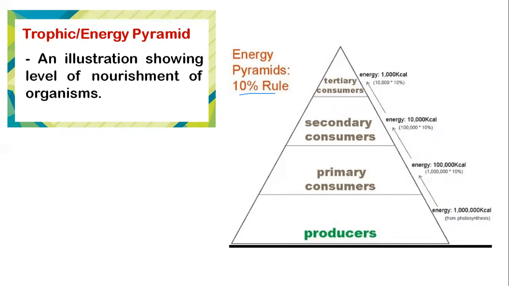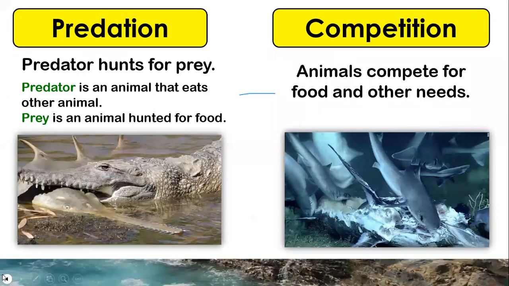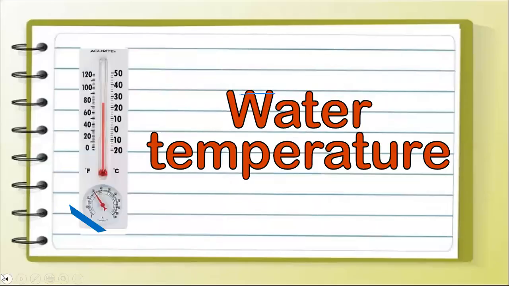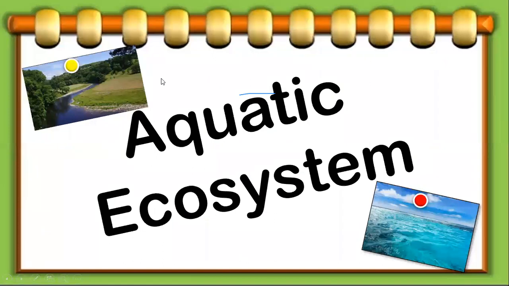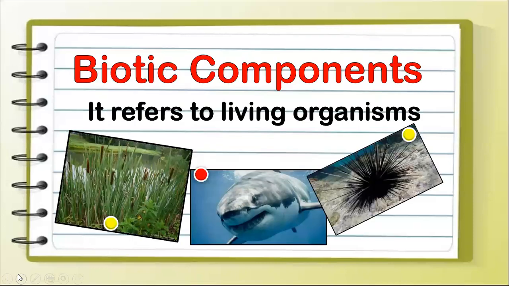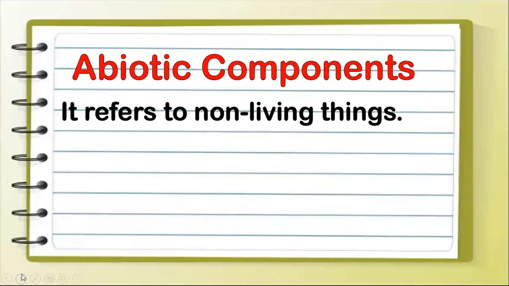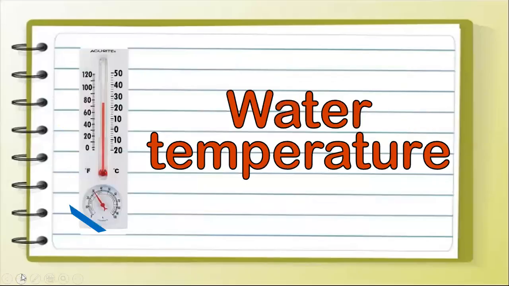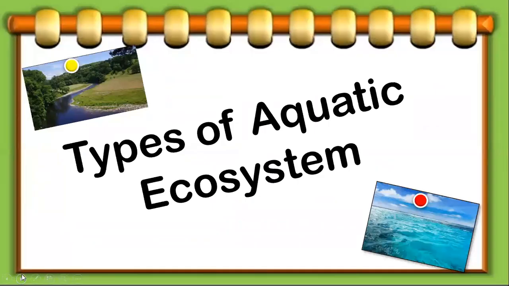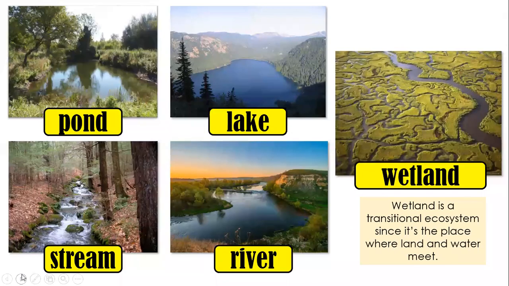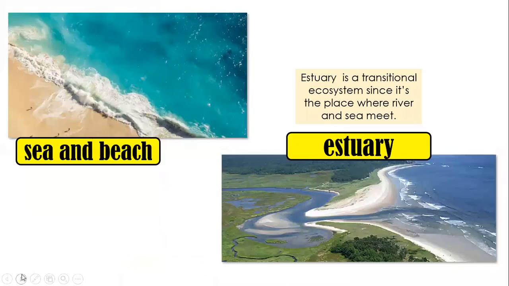Now let us recap, by the way. Be reminded of the aquatic ecosystem: the interaction of living and non-living things in water environments. Then we have two components, biotic and abiotic. Biotic means living things, abiotic means non-living things. Then we have the types of aquatic systems, freshwater and marine. Freshwater: the pond, lake, stream, river, wetland. Marine: sea, beach, and estuary.